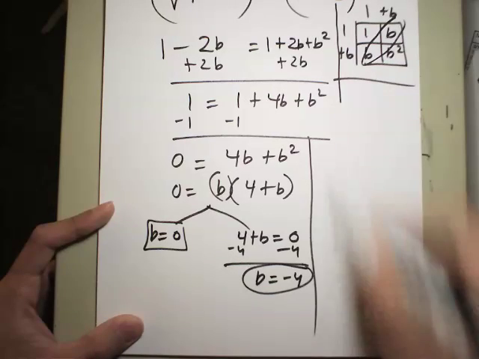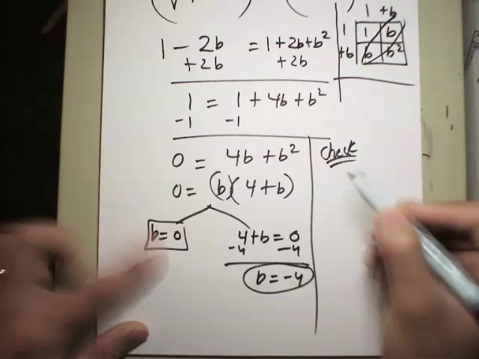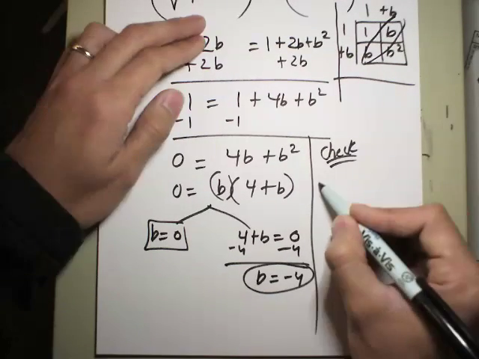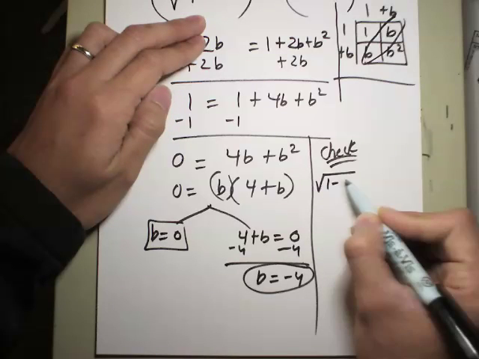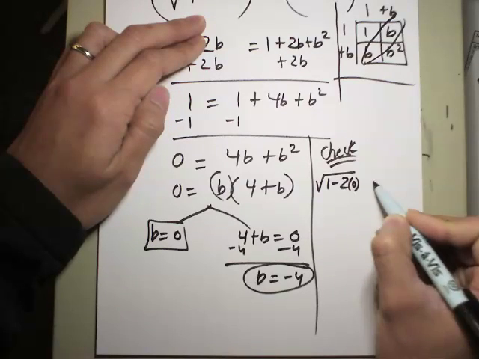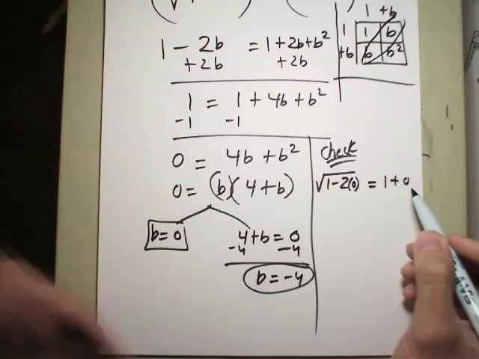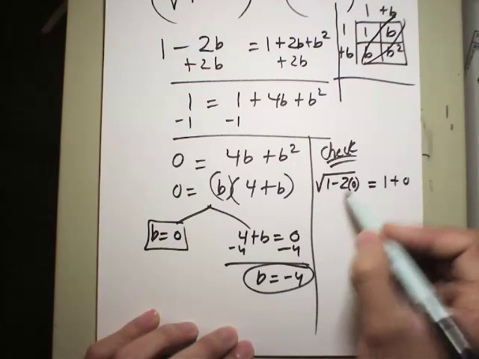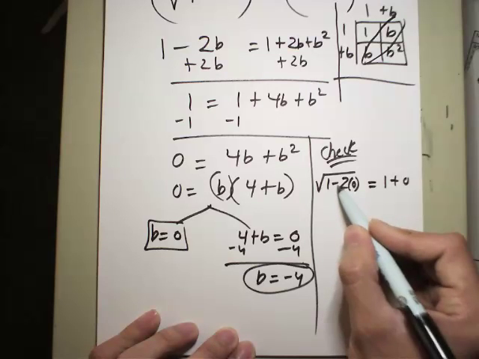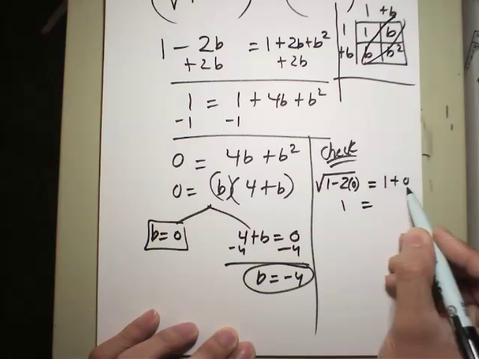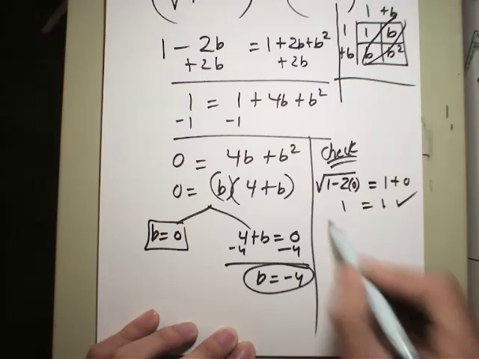So I'm going to do my check here on the side. I'm going to use 0. It's easiest to test, so I'm going to go ahead and plug it in. 1 minus 2 times 0. Will that equal 1 plus 0? That is my original equation, so I'm plugging it back into my original equation. As you can see, 1 minus 0 is 1. The square root of 1 is 1. 1 plus 0 over here is also 1, so that's a good answer.